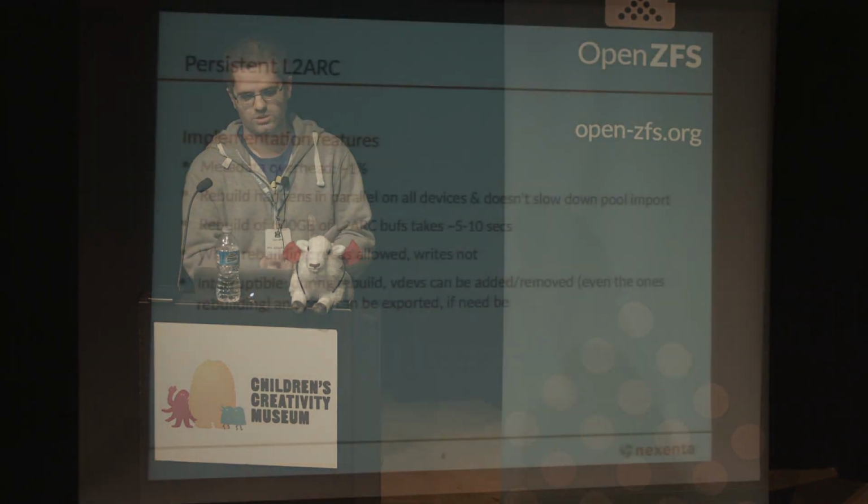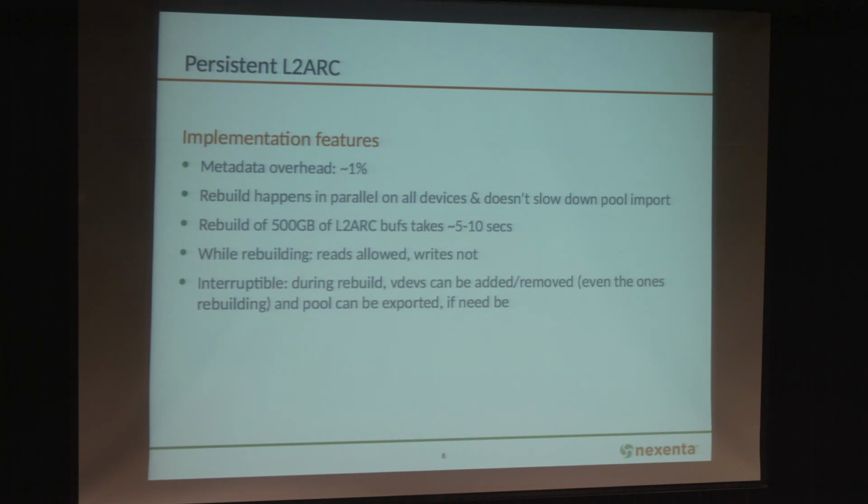Usually for a 500 gig L2ARC device, it takes fairly little time, so about 5 to 10 seconds is what a typical rebuild takes. It can vary. There are ways to constrain that. And if necessary, you can disable the rebuild of a specific device just by removing it out of the pool, or it generally does not block even pool export. So if for whatever reason your rebuild is taking 5 minutes and you want to get rid of the pool anyways, just destroy it, export it, whatever. It does not block that. So it is interruptible.